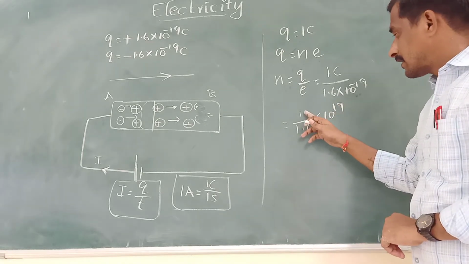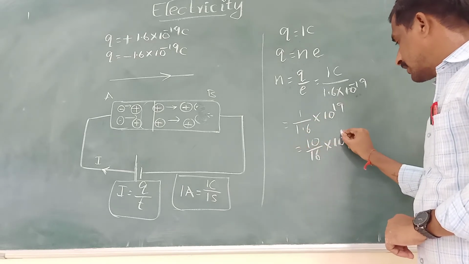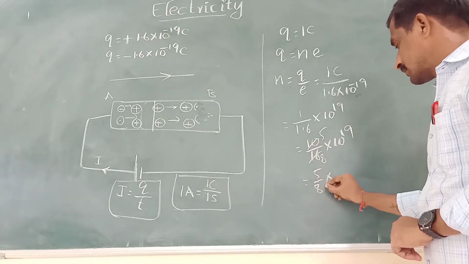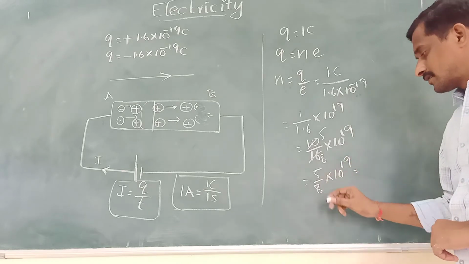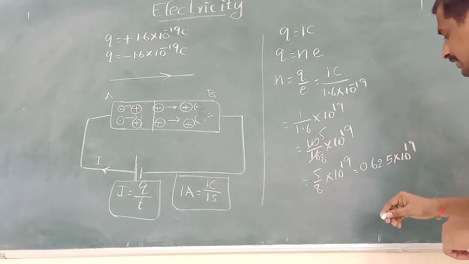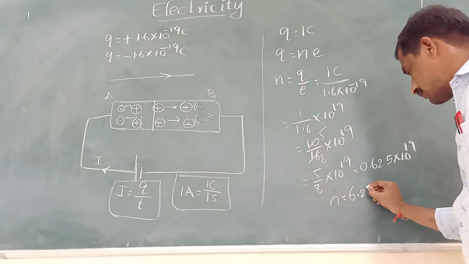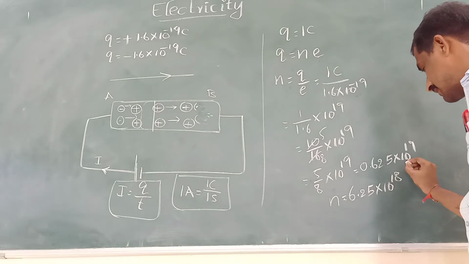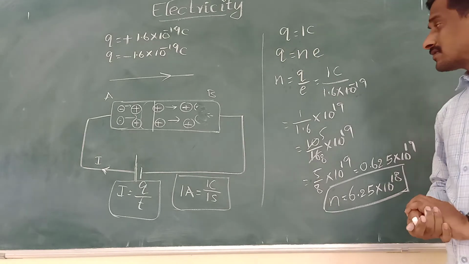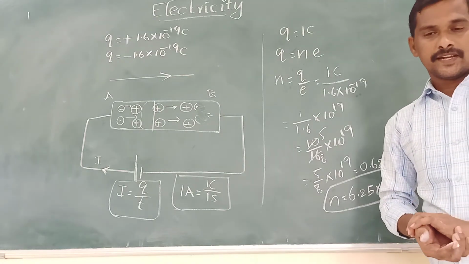Okay, if you multiply the numerator and denominator by 10, then 10 by 16 into 10 power 19 becomes 5 by 8 into 10 power 19. If you simplify this, we get 0.625 into 10 power 19. Then, multiplying the digits, we can say that n is equal to 6.25 into 10 power 18. This is the number of electrons in 1 coulomb of charge. You can see that this many electrons are there in only 1 coulomb of charge.